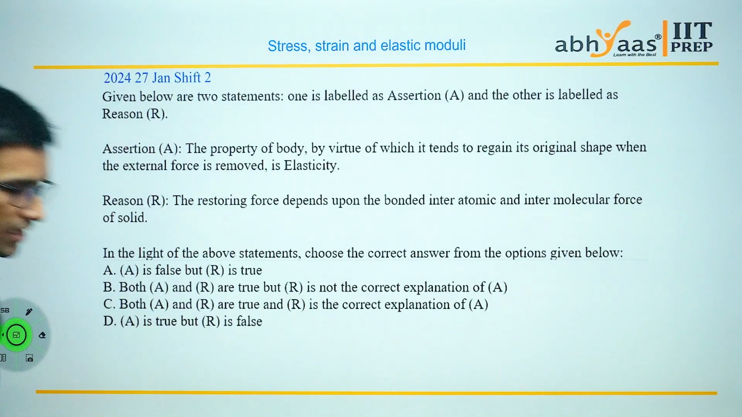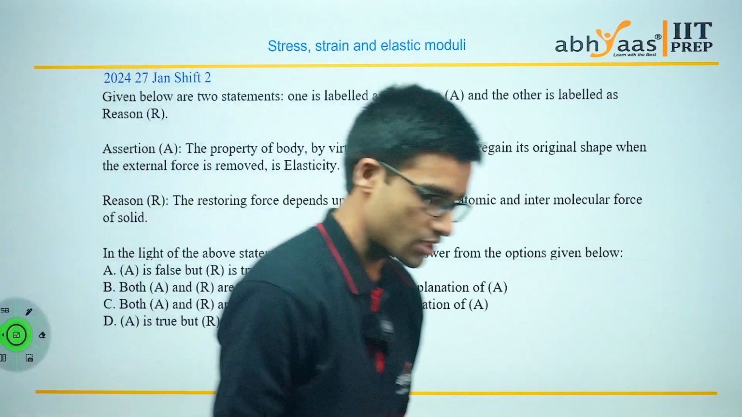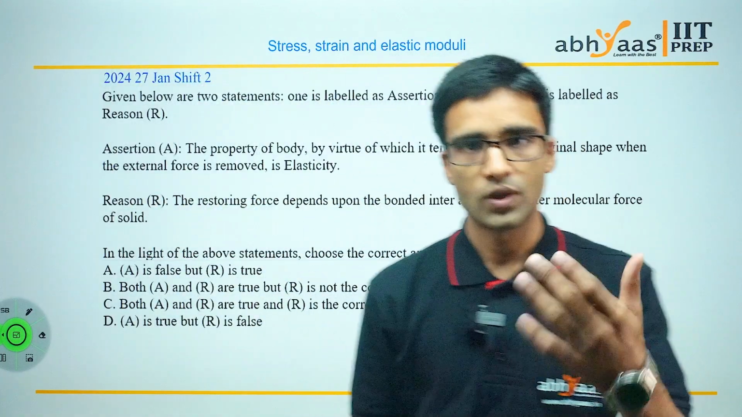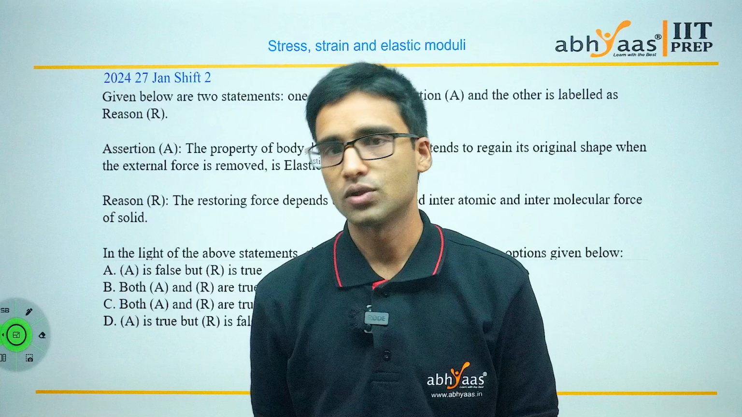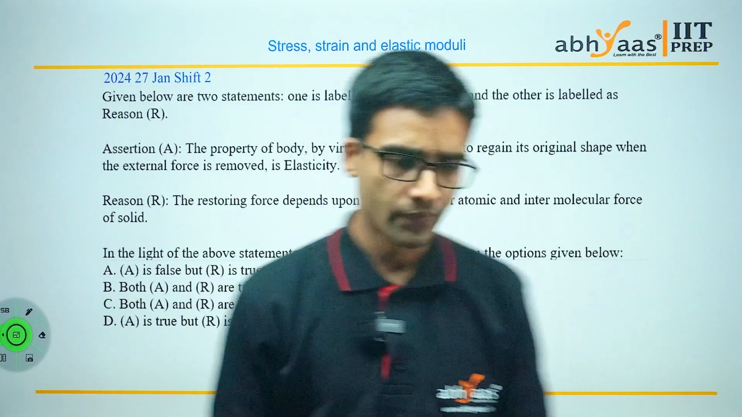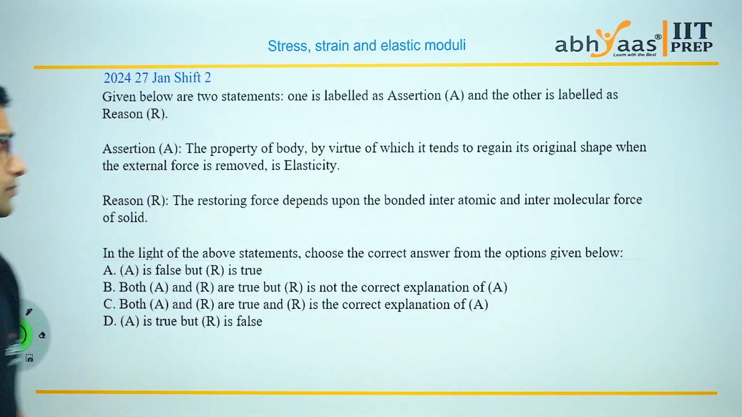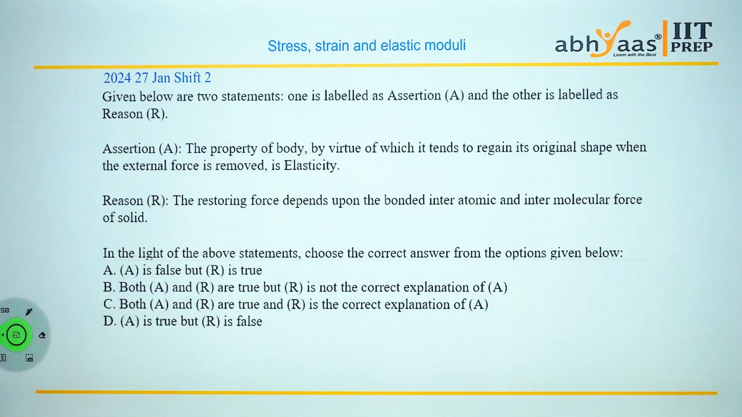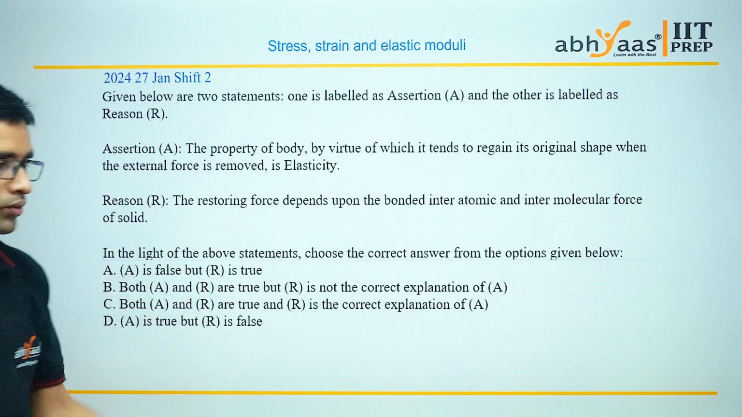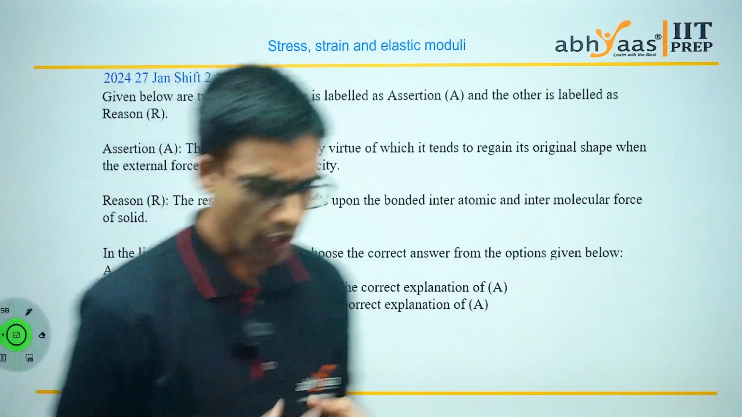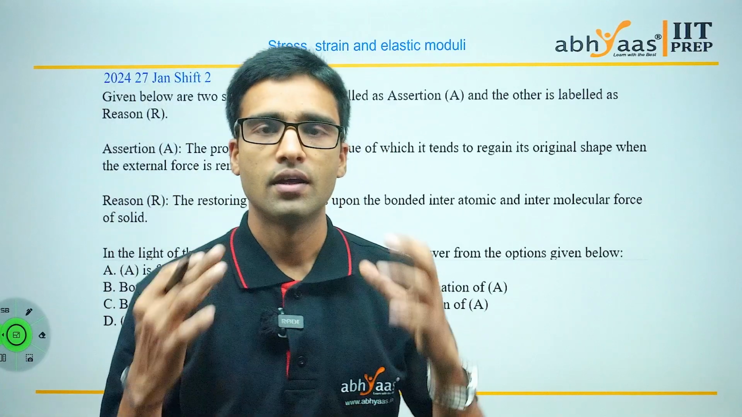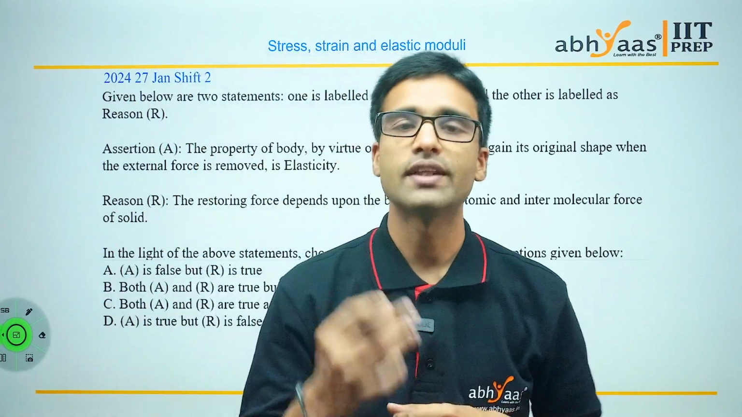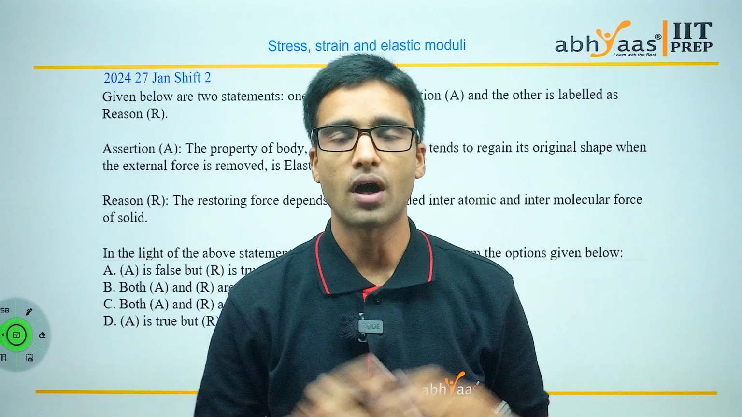Okay, next one, theoretical. Theoretical means it's much easier. The only thing is you have to be thorough with it. Here in the assertion, he has given the property of the body by which it tends to regain its shape. That is called elasticity. Whenever a body is given a deforming force, if it comes back to its original shape after removal of the deforming force, that is called elasticity.